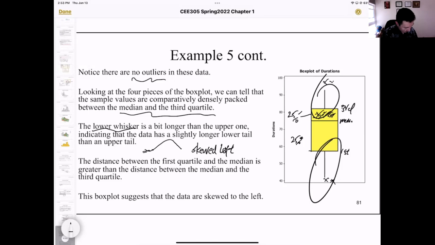Okay. And the distance between the first quartile and the median is greater than the distance between the median and the third quartile. So we already see that this distance is larger than this distance. Again, it shows us the data are skewed to the left.